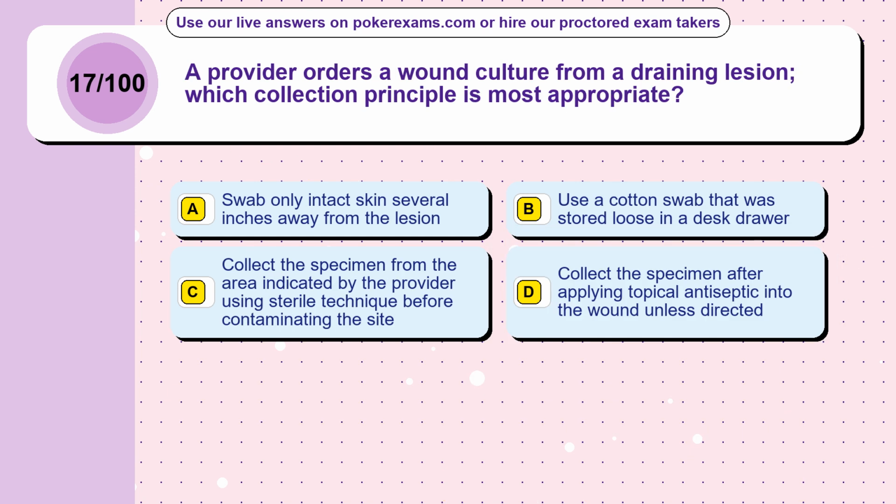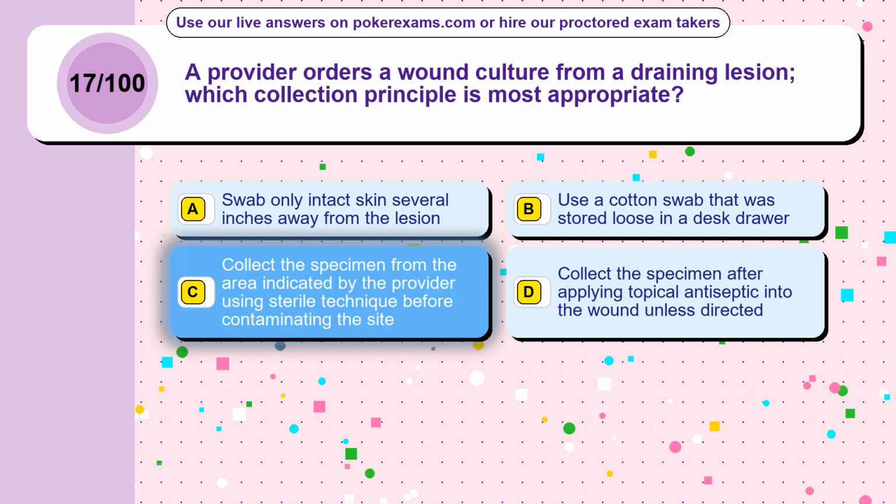Question 17. A provider orders a wound culture from a draining lesion. Which collection principle is most appropriate? Option A, swab only intact skin several inches away from the lesion. Option B, use a cotton swab that was stored loose in a desk drawer. Option C, collect the specimen from the area indicated by the provider using sterile technique before contaminating the site. Option D, collect the specimen after applying topical antiseptic into the wound unless directed.